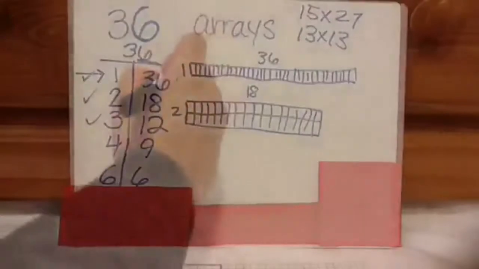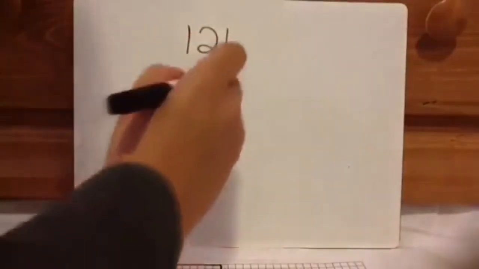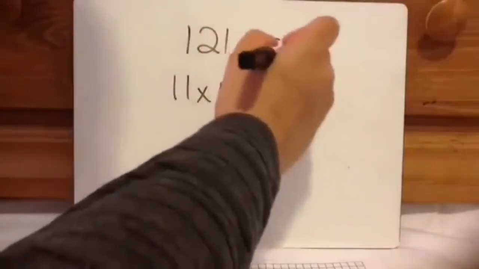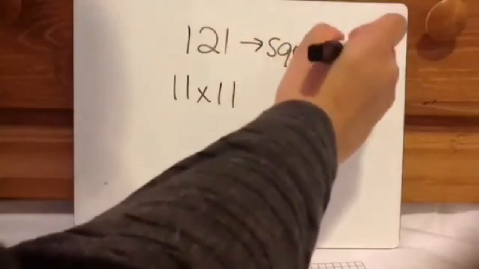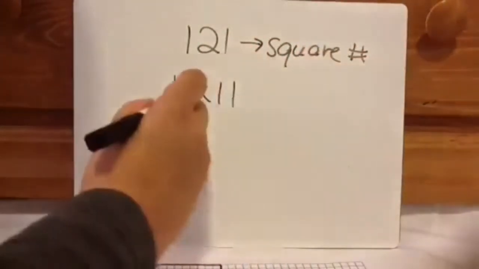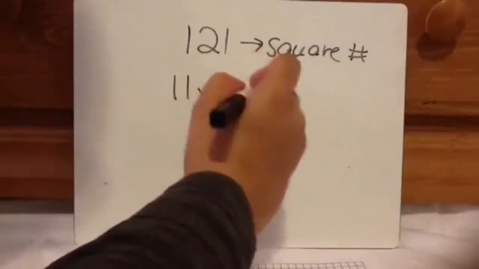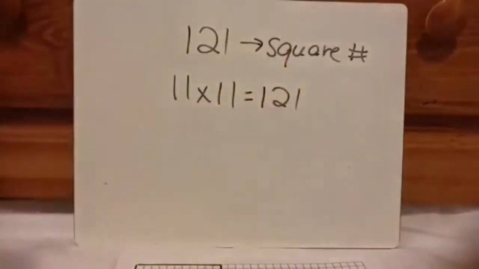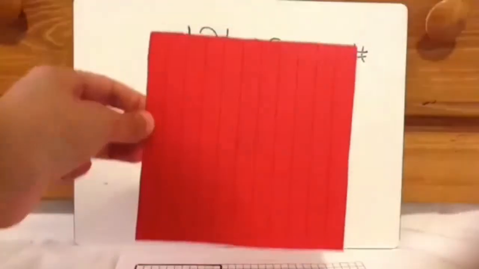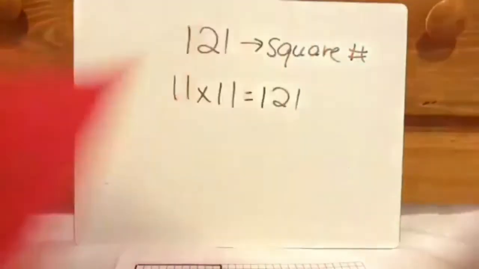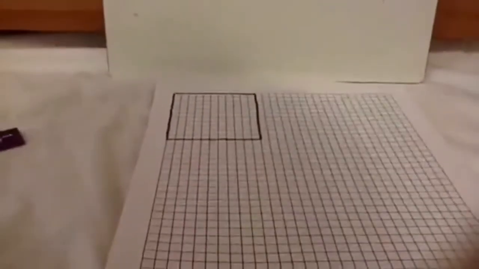So let's say an 11 by 11, which means 121 is a square number. This is known as a square number because it makes a square array. It's going to be an 11 by 11, the dimensions. So this is what an 11 by 11 looks like. Okay, so let's look at a visual of an 11 by 11.